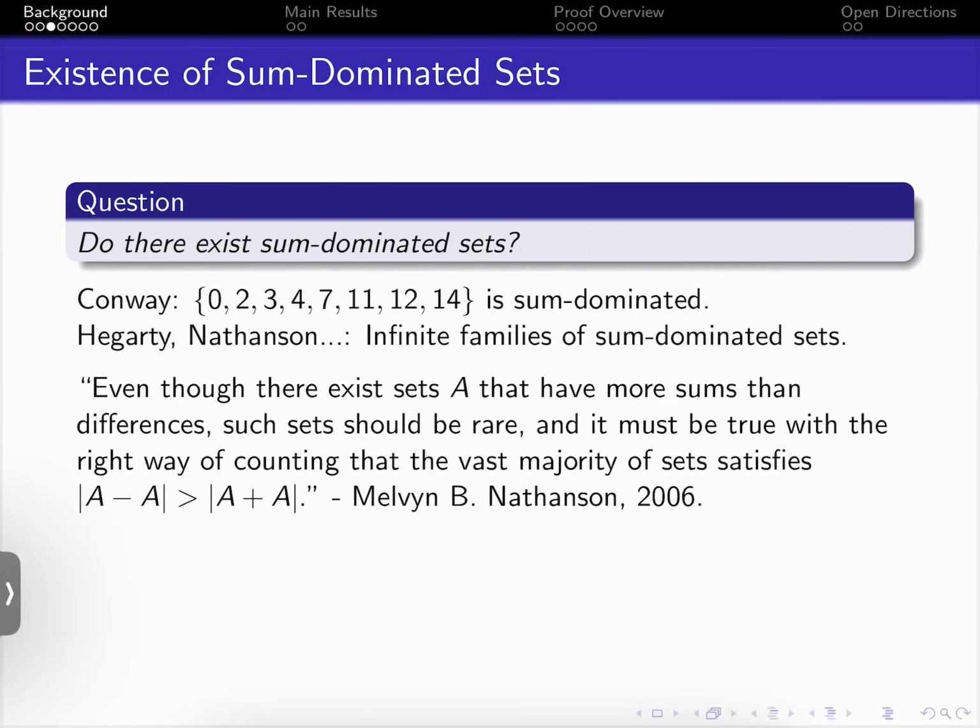This is the second conference in a row in about a week where I'm quoting Mel, hopefully still quoting it correctly: even though there exist sets A that have more sums than differences, such sets should be rare, and it must be true, with the right way of counting, that the vast majority of sets satisfy that A minus A has greater cardinality than A plus A.